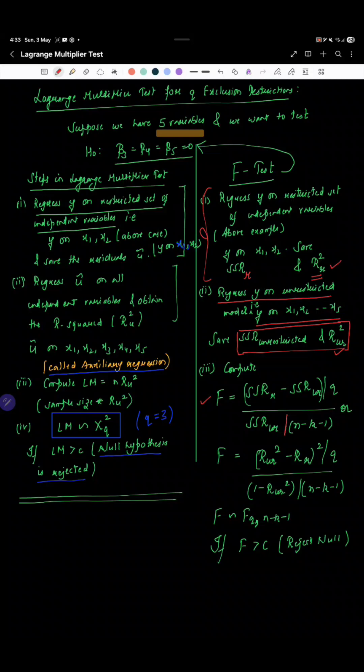Then you can calculate the F statistic with the help of SSR as well as the R squared from the restricted and unrestricted models. Once you calculate it, it is distributed with small q numerator degrees of freedom and n minus k minus 1 denominator degrees of freedom. Then you compare this calculated test statistic with the critical value. If it is higher than the critical value, then we reject the null hypothesis, or otherwise if it is lesser than the critical value, we fail to reject the null hypothesis. Thank you.